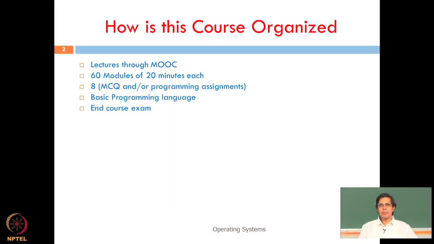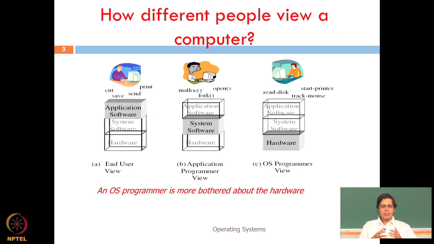So this course will have 60 modules of 20 minutes each, spanning 20 hours. We will have 8 programming assignments of both MCQ, multiple choice questions, and programming nature, and we assume that you have some basic exposure to a programming language. And of course there will be an end course exam, and you have to clear both the end course exam and the programming assignments to get the certification. Right. So we go into module 1, which introduces some of the fundamentals of operating systems.